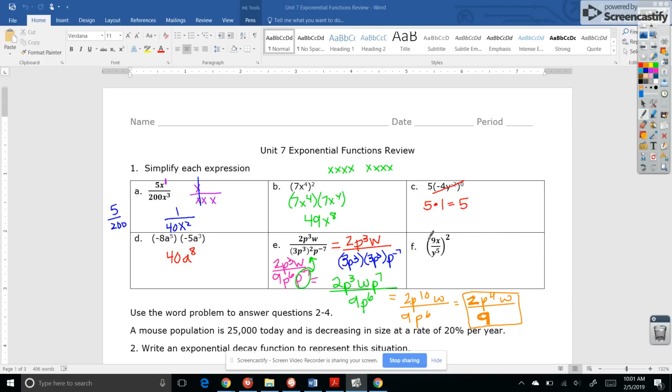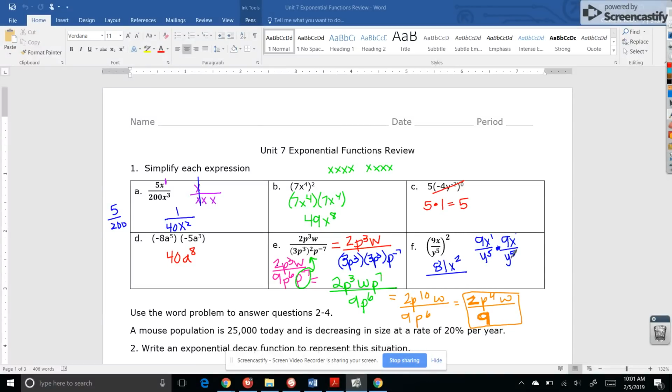Okay, last one. 9x divided by y to the 5th squared is 9x over y to the 5th, and then 9x over y to the 5th. I'm going to write that out twice, multiplying it, because that's what squared means. And 9 times 9 is 81. Add these exponents. And then y to the 5th times y to the 5th is y to the 10th.